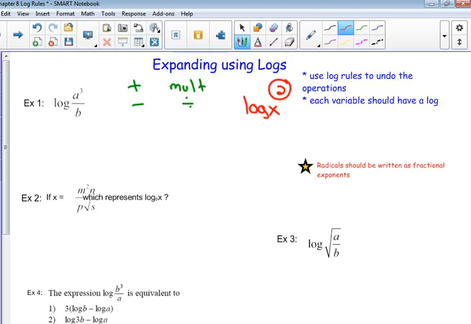Close. All the exponents got moved to the front. So you saw this like 2 log x. So if something was in the front, it was really an exponent.